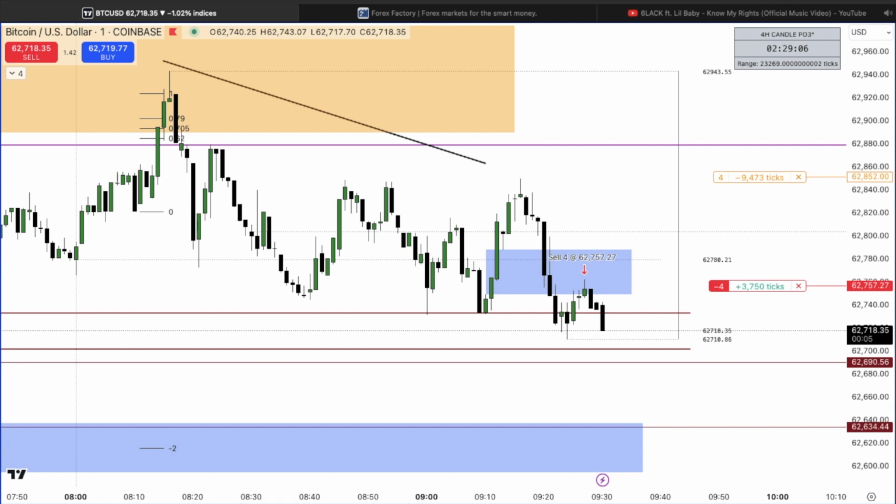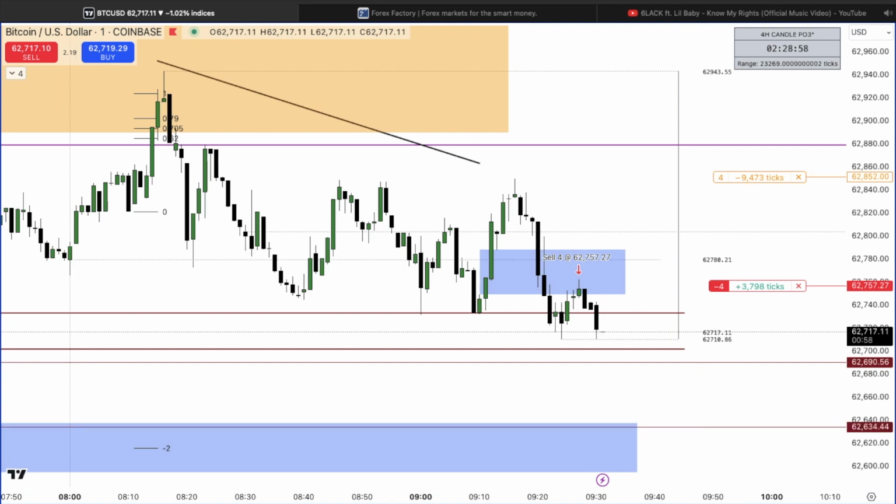Alrighty, so opening bell here. Let's start seeing if we can get these moves lower here. So again, I need to see a nice strong closure below that 690 level.